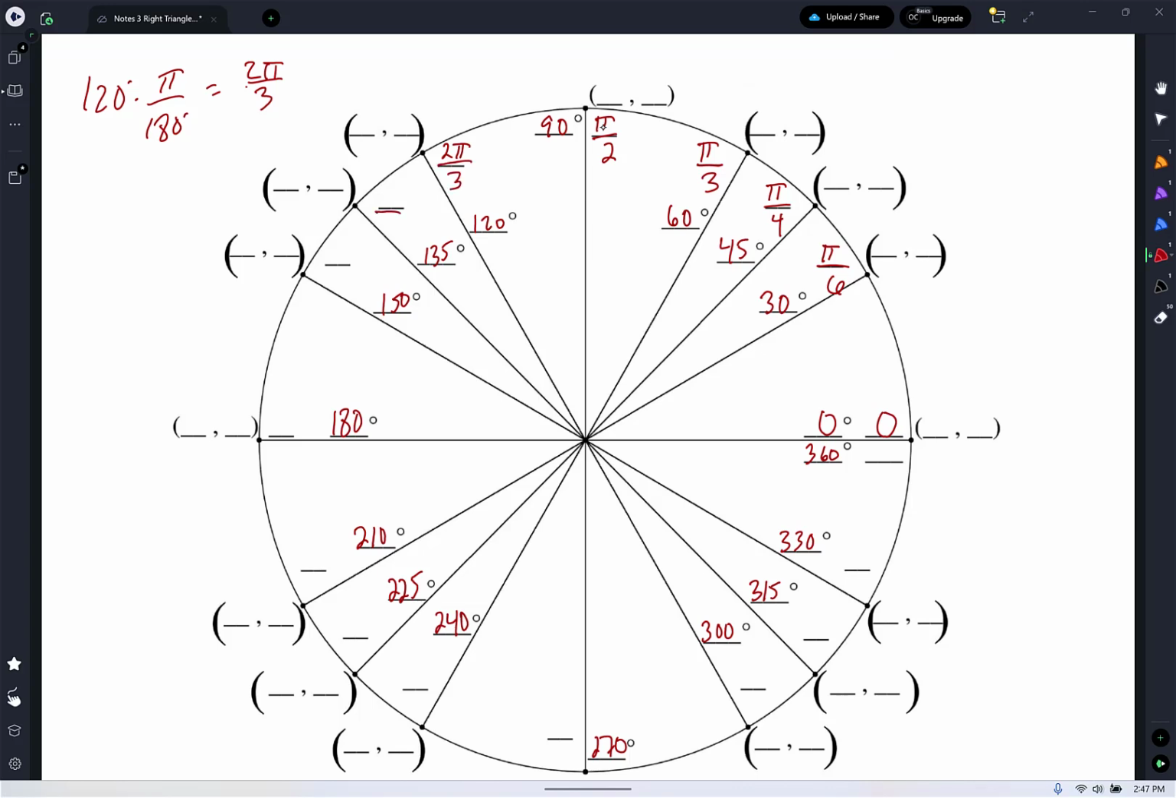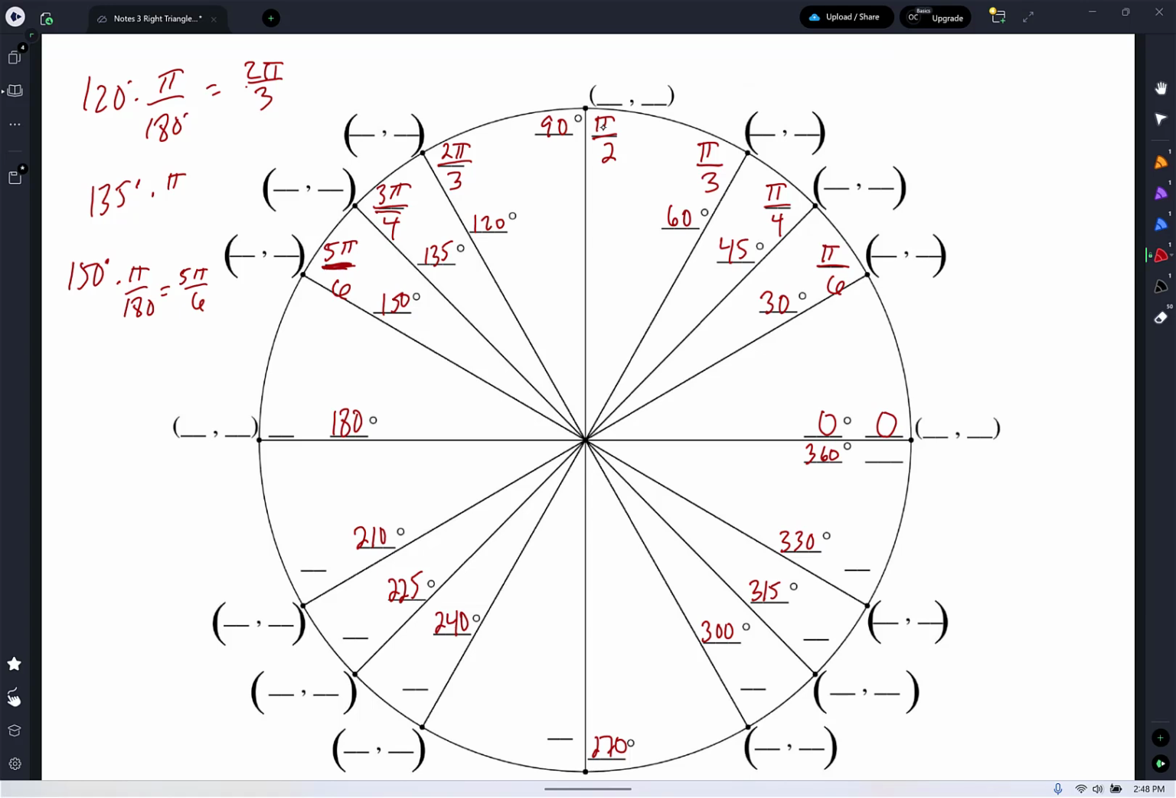Take a guess for the next one, or don't guess if you don't want to. 135 times pi over 180, yeah, 3 pi over 4. What do you think this one is? Really fast. Did you say 5 pi over 6? No? Okay, you could have, if you wanted to, done 150 times pi over 180, and you will get 5 pi over 6. But you could have also done this.